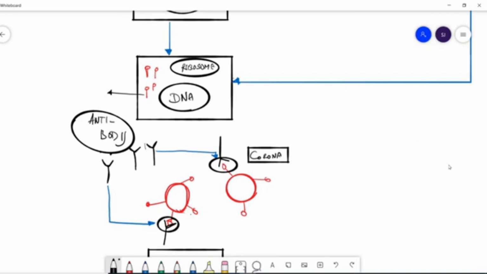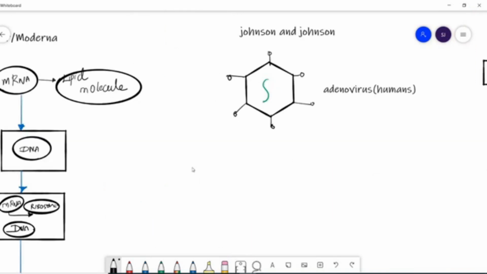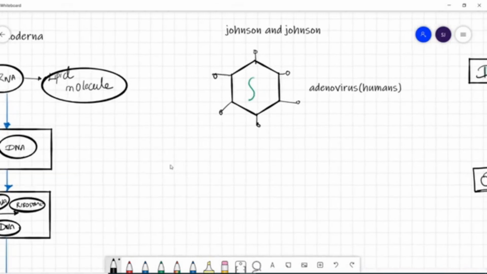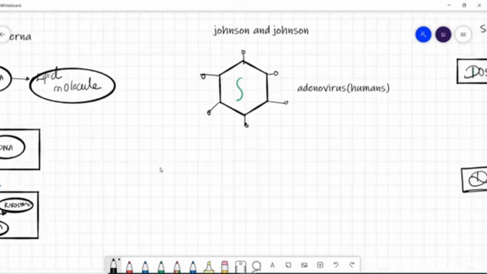So vaccines are nothing but your own body acting on its own strength to kill the virus. What we have done using science is make sure that there is a practice match before the original battle takes place. The next vaccine is Johnson & Johnson. There are so many vaccines. We have seen Covishield, Pfizer, Moderna. The next vaccine is Johnson & Johnson.